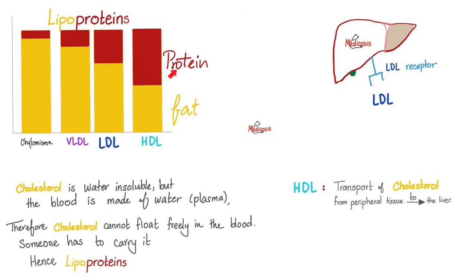High density of what? Of protein, not of fat, of protein. It's high density compared to this, compared to this. Tell me the function of the HDL. It transports cholesterol from the peripheral tissue back to the liver. Awesome. How about LDL? How do you get LDL back to the liver? You need an LDL receptor. When LDL binds to the LDL receptor, the liver will take it back.